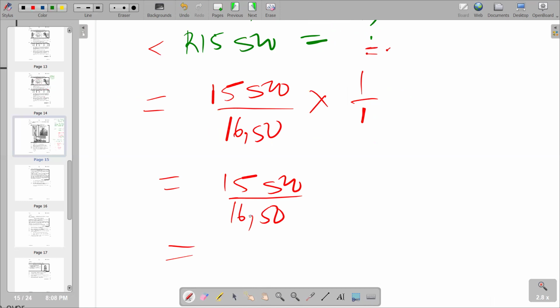To two decimal places, it becomes 939.39. Otherwise, we are saying 939 dollars and 39 cents, because this is the US dollar. This becomes our final answer. Converting 15,500 rands to US dollars, it becomes $939.39. So this is our final answer, and this becomes the last question that we have according to this video.